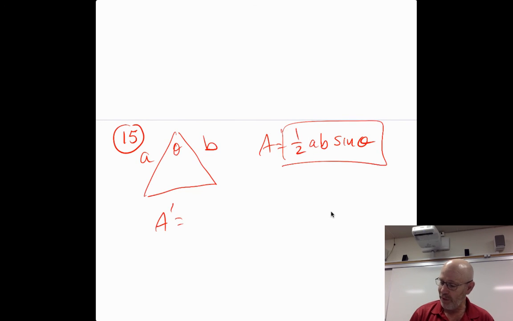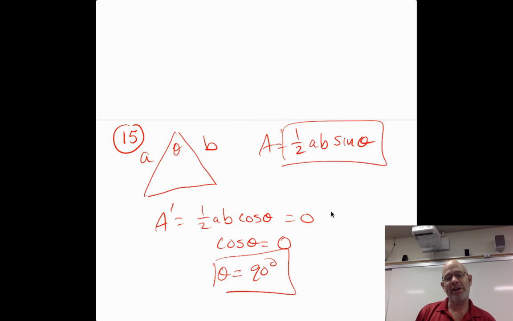So we're just going to take the derivative, and that AB is a constant, so it's just going to stay there. It's just like the 1/2 is a constant. So the derivative of sine theta is cosine theta. Set that equal to 0. That's equal to 0 when cosine theta equals 0. Which means theta equals pi over 2 or 90 degrees, which you probably would have guessed to be the maximum area of that triangle anyway in the first place.